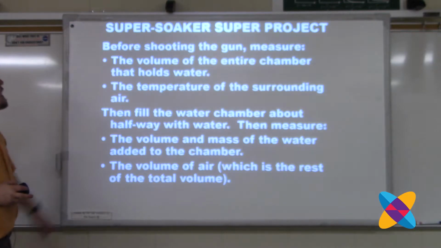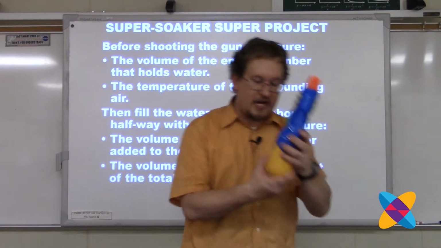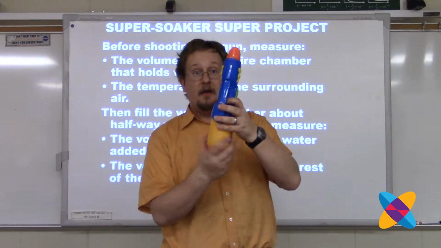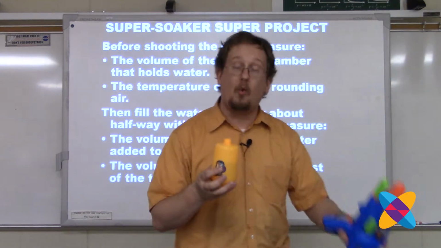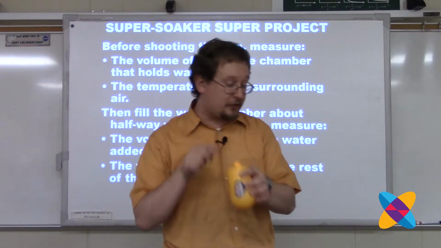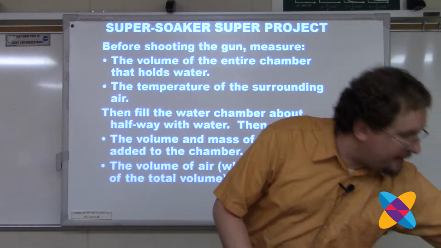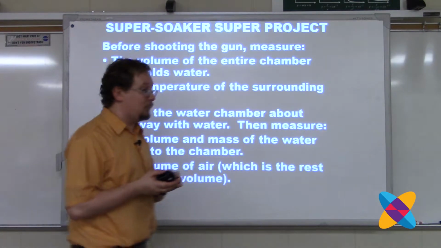So let's do it. Before shooting the gun, they need to measure the volume of this entire chamber that holds water. Easy. Fill it all the way up with water, and then pour the water into the beaker, or measure the mass before and after it's full of water, and just say that 1 milliliter is the same as 1 gram, which is true for water.